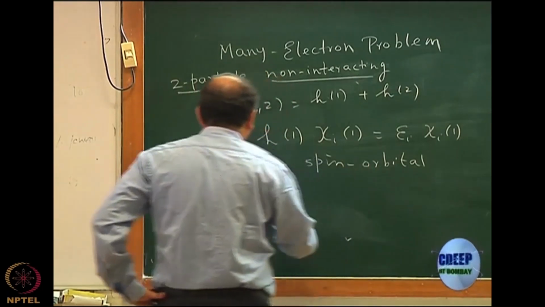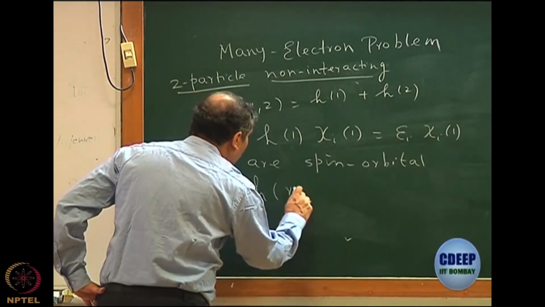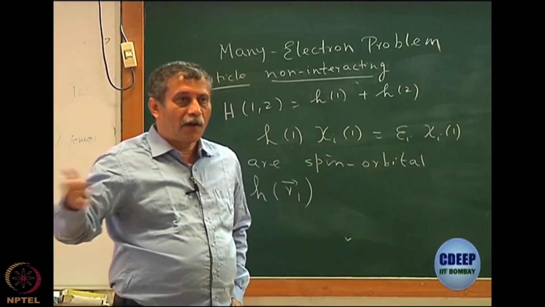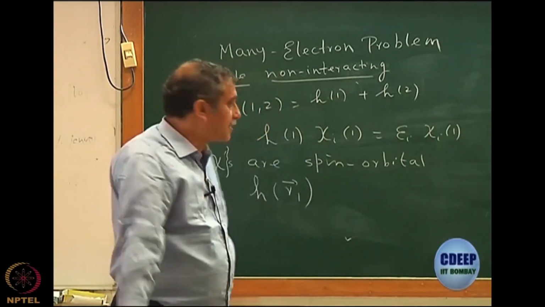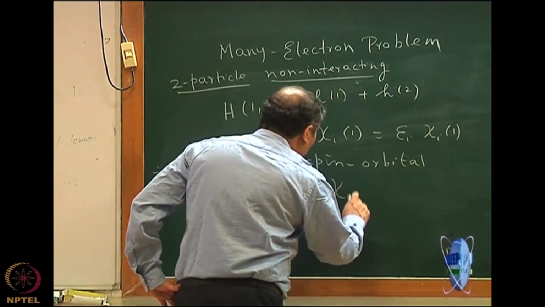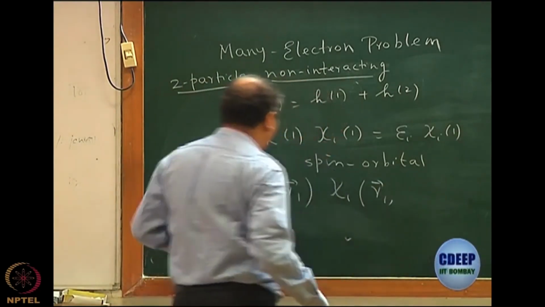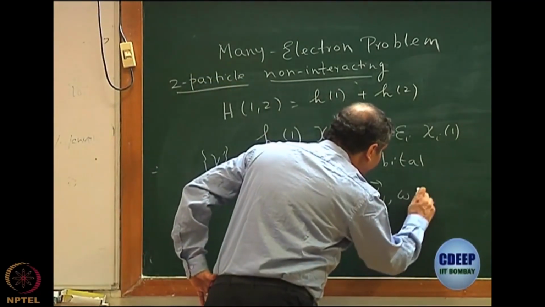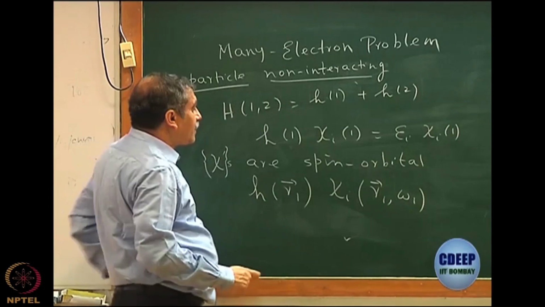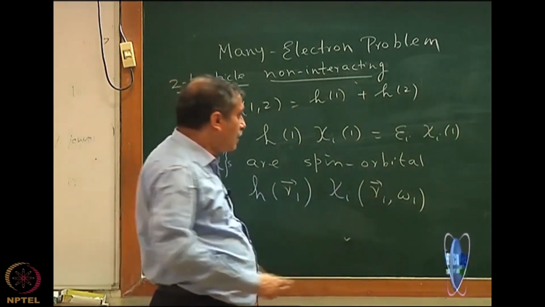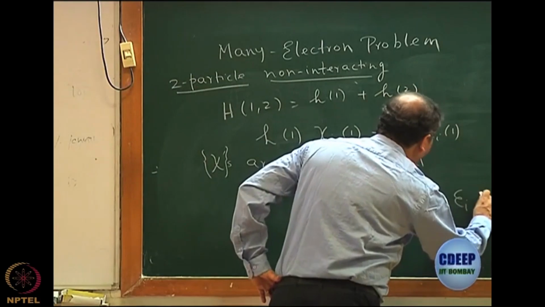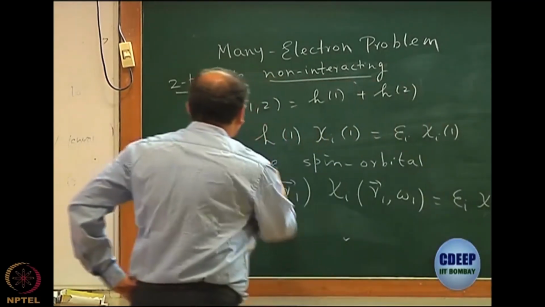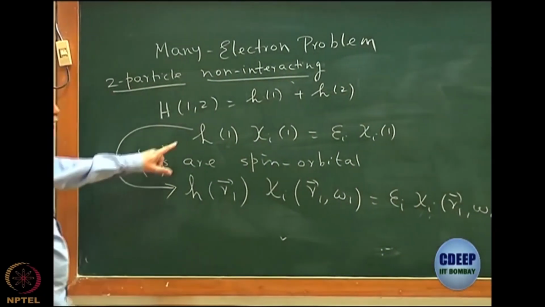So, let me write it very specifically. H again depends on only R1, 3-dimensional R1, which can be R1 theta 1 phi 1 or x1 y1 z1, whatever coordinate system. However, chi i now depends on R1 of course, but also on the spin coordinates, which I now call omega. So, my spin coordinates are R and omega. So, this will be energy of chi i of R1 omega 1. This is the long form of this equation.